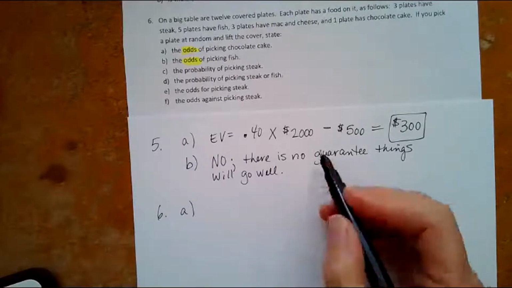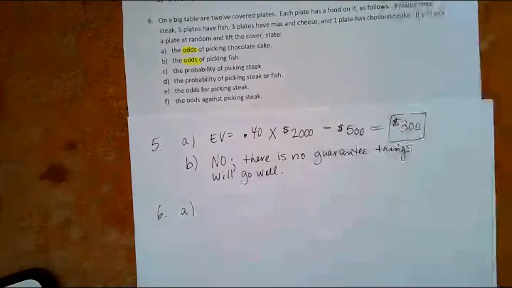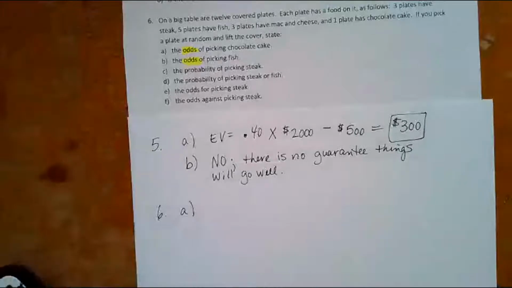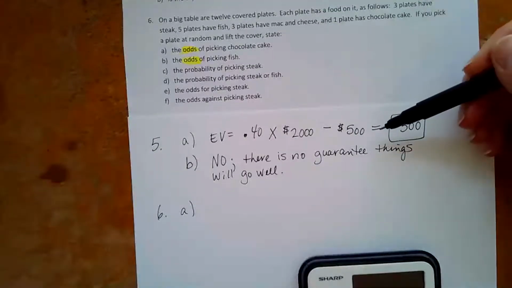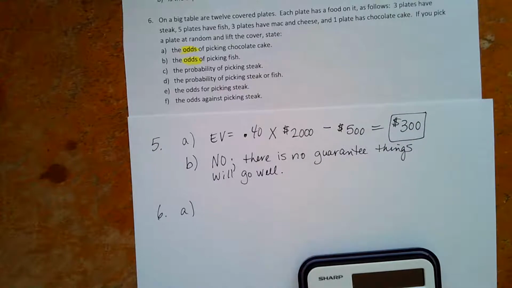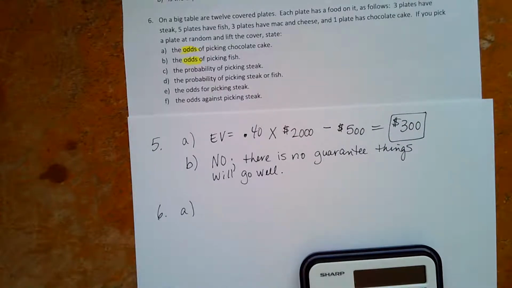Okay, I'll go back and do that one again. Let's see. The answer key says $500. Let's see if I did something right or wrong. He's thinking of investing $500. He could make a profit of $2,000. $2,000 times 0.4 minus 500. No.